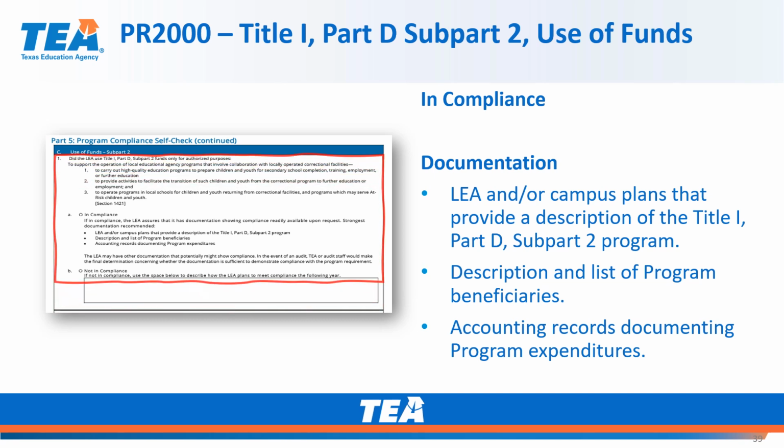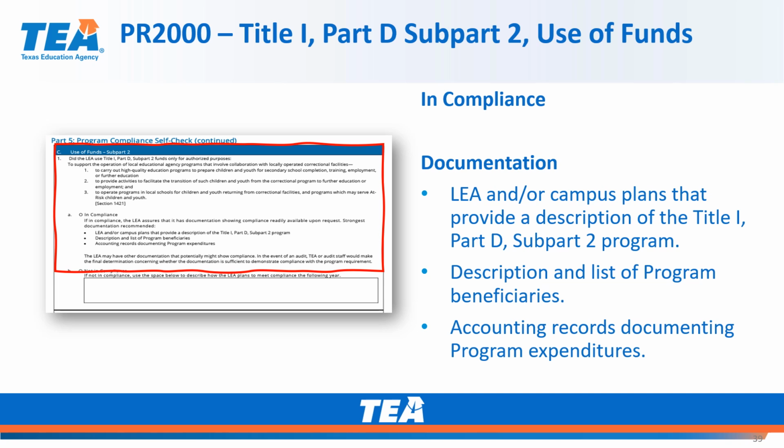In order to comply with this requirement, LEAs should have documentation of their LEA and/or campus plans that provide a description of the Title I Part D Subpart 2 program, documentation showing a description and list of program beneficiaries, documentation of accounting records documenting program expenditures.